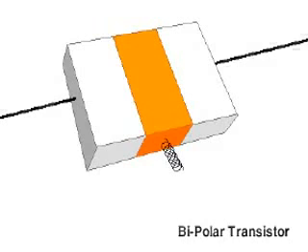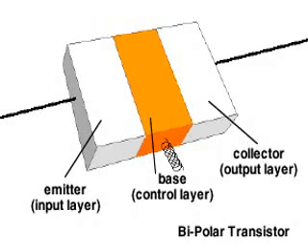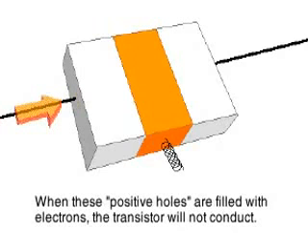In bipolar transistors, the input layer is called the emitter, the control layer the base, and the output layer the collector. When a current is applied to the emitter of an NPN transistor, electrons readily cross over to the P-type base, filling the electron holes. But when these holes are filled, the resulting negative charge repels further electrons that would come from the emitter. The transistor does not conduct.